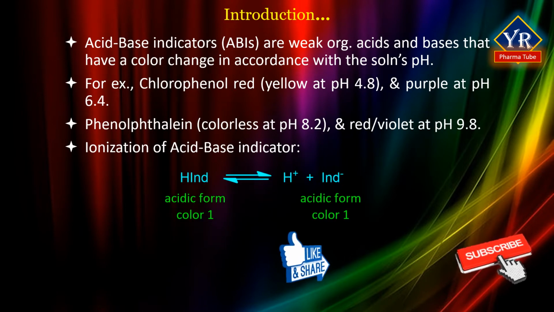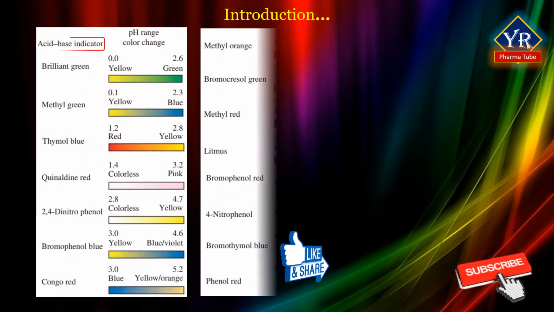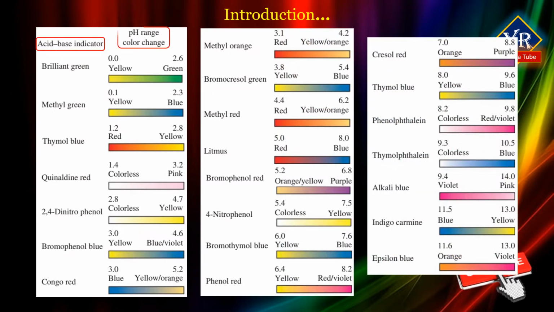Since the indicator is a weak acid, at low concentration, the stronger analyte acid will titrate first. When the analyte has been neutralized by the titrant base, the weak indicator will react next and then change color. The figure given here lists a number of commonly used acid-base indicators with their pH transition ranges and associated colors. The transition range for the indicators is approximately 2 pH units.